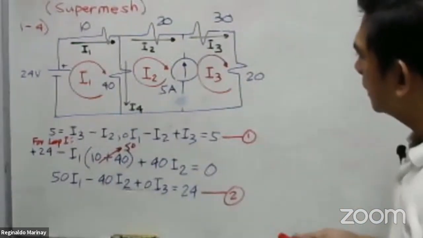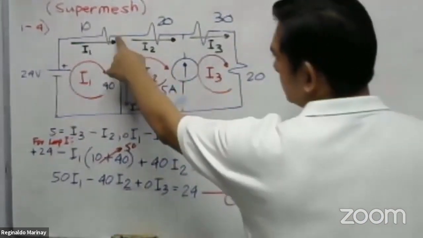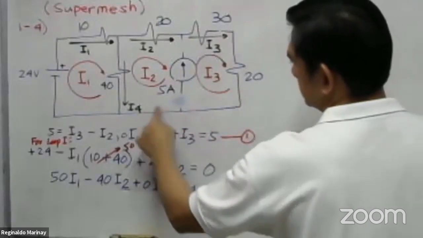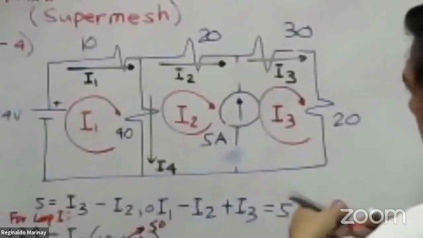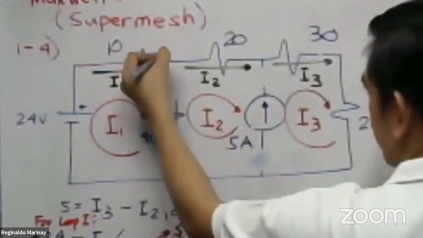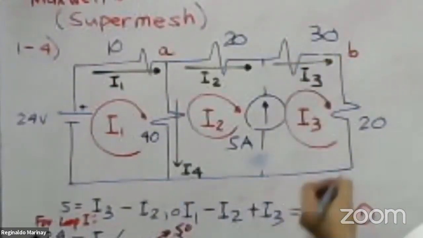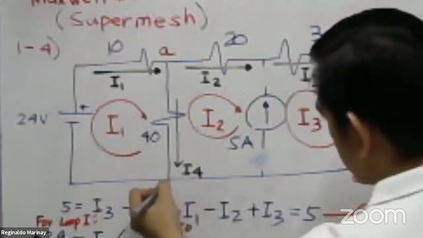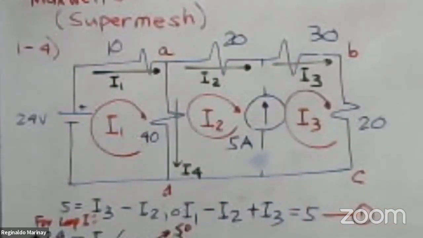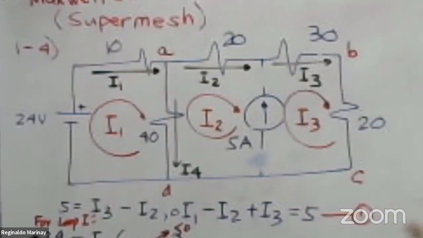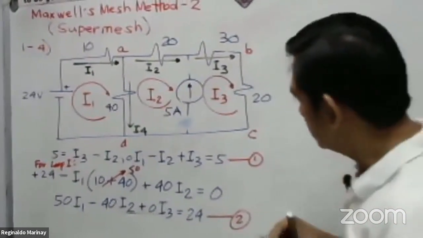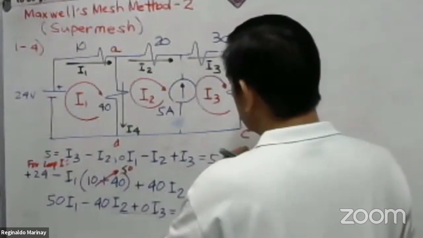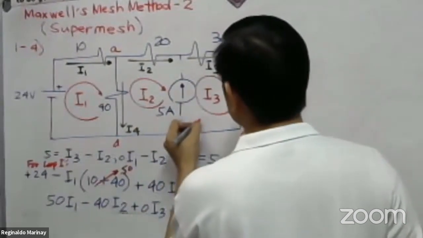Then take a look at this loop. I will name this loop with points A, B, C, D. This is considered to be the super mesh. Please take a look. Here, we have a super mesh.